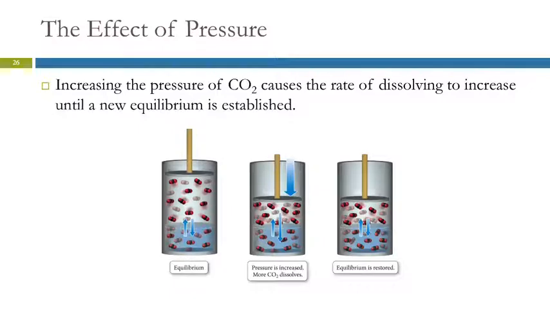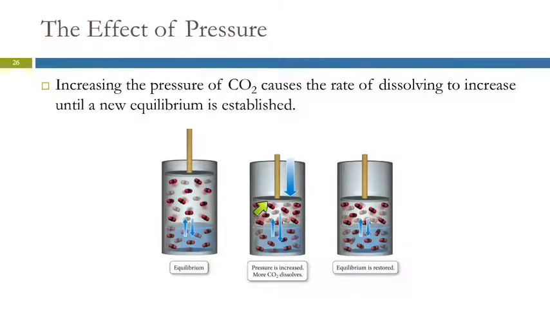So why is that? Well, there's an equilibrium going on here. You have carbon dioxide in the space above the liquid, and you have carbon dioxide dissolved in the liquid. So you have carbon dioxide escaping and carbon dioxide dissolving. If we reduce the volume up here, which will increase the pressure of the carbon dioxide, we've essentially increased the concentration of the carbon dioxide.